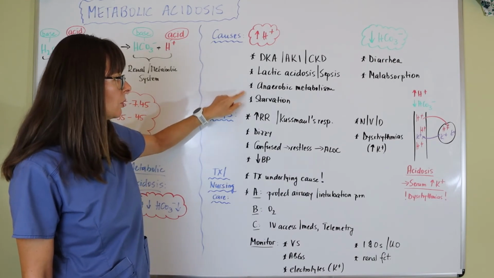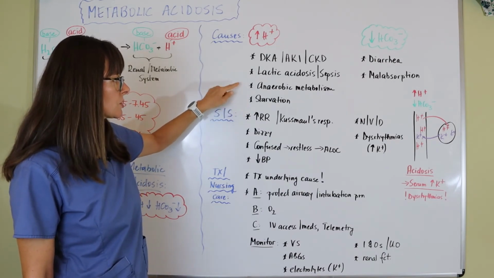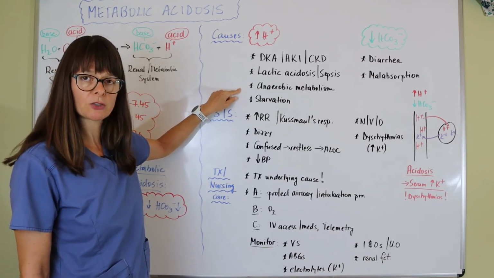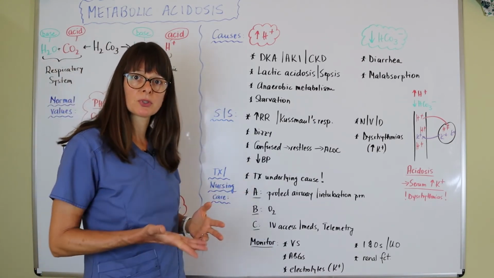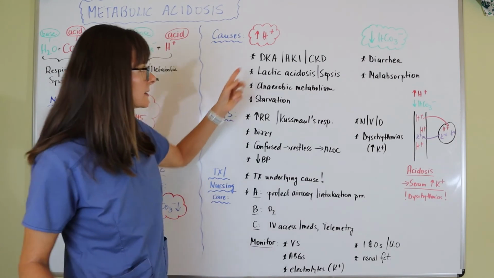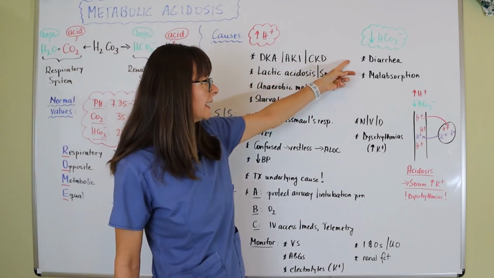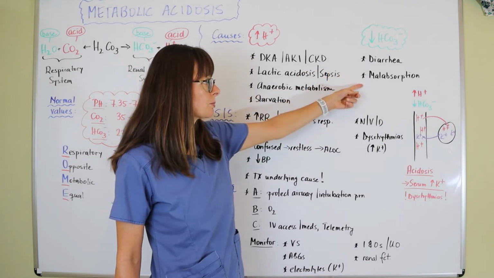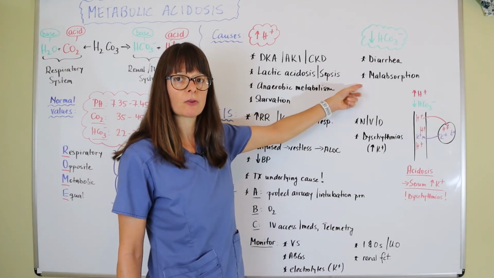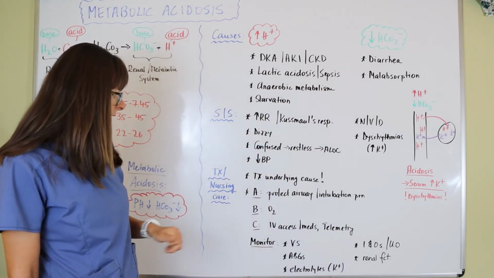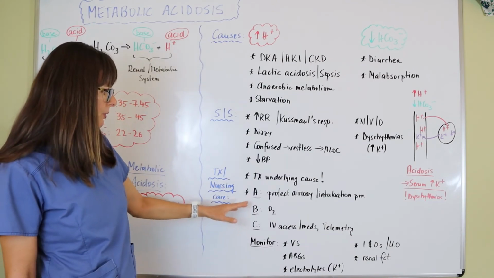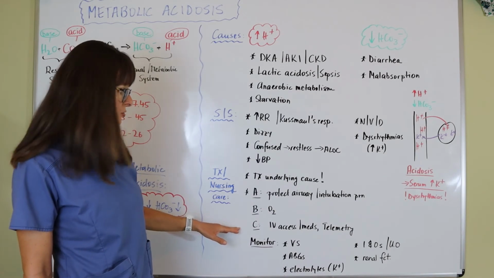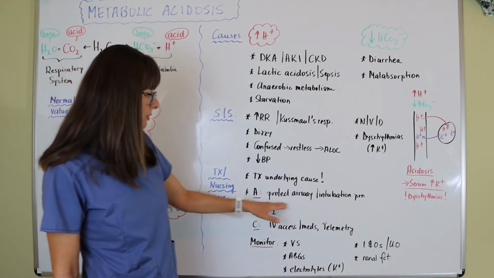And then for anaerobic metabolism and starvation, we just need to treat the underlying cause and see what is going on with their electrolytes, with their protein levels, all those things. For diarrhea and antidiarrheal, probably fluid because they'll be dry, and then malabsorption, treat the underlying cause to whatever is causing that. And then for nursing care, always remember your ABCs, which will also help you on exam questions in general. So for airway, we need to protect the airway.